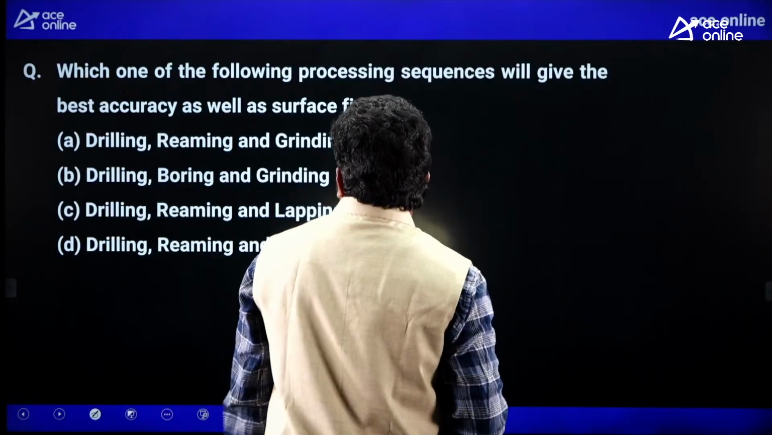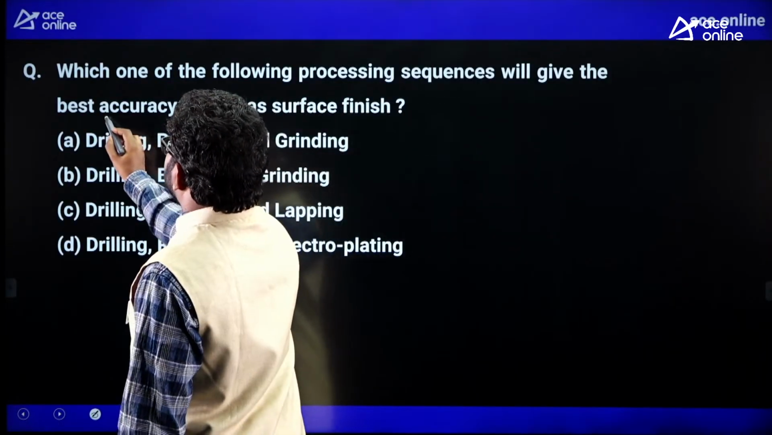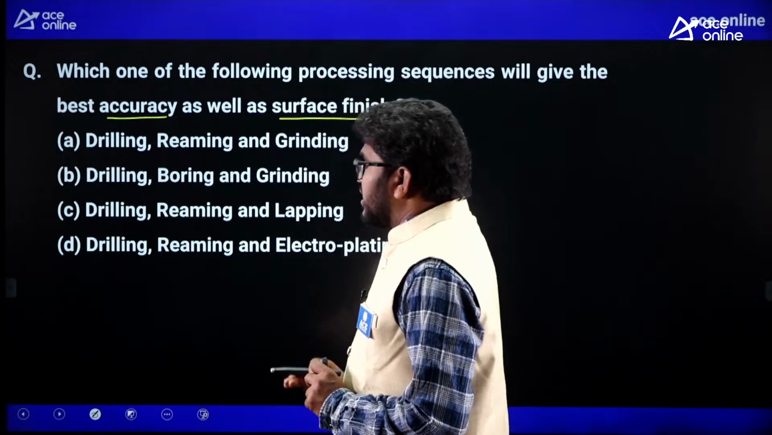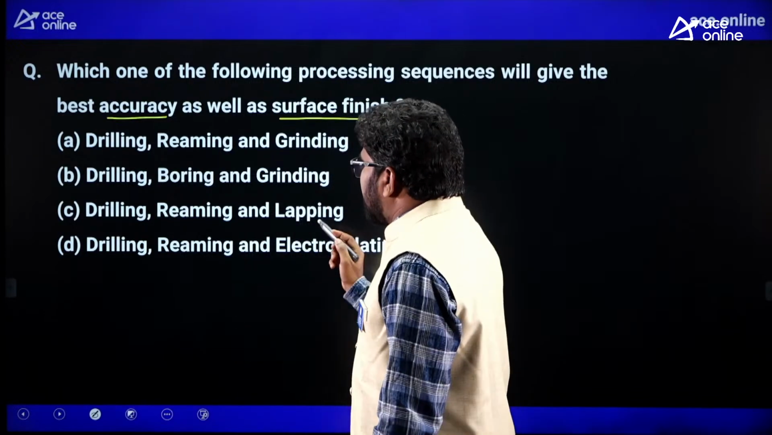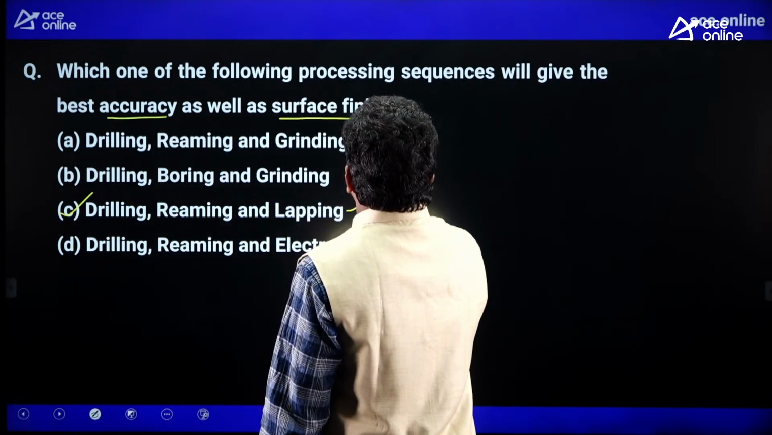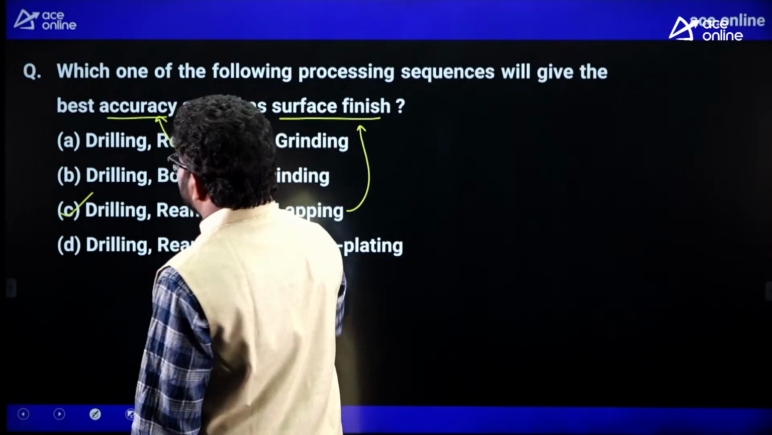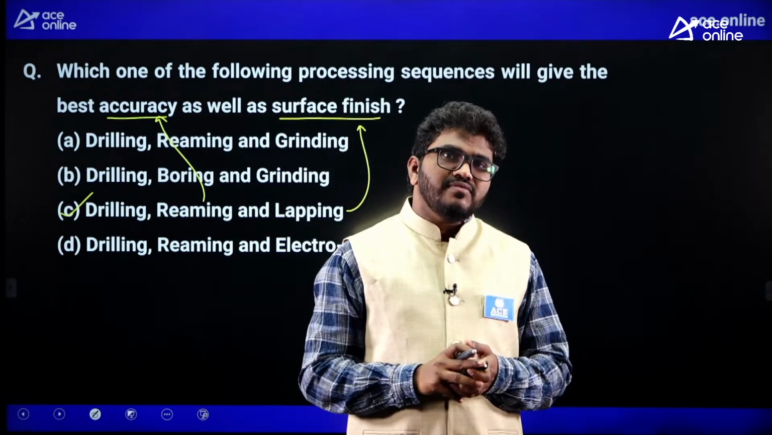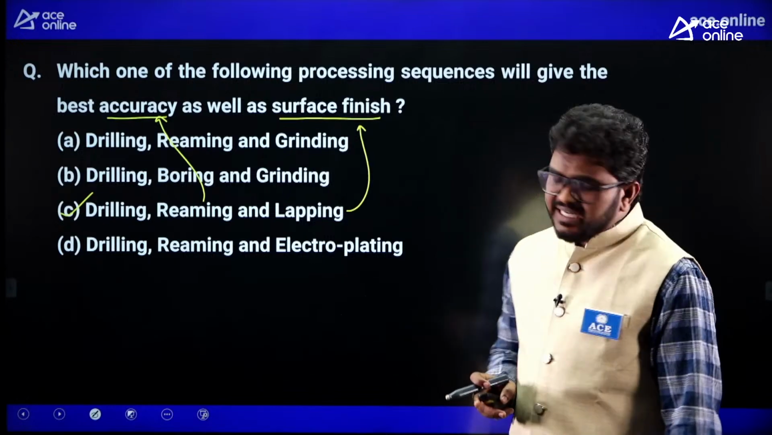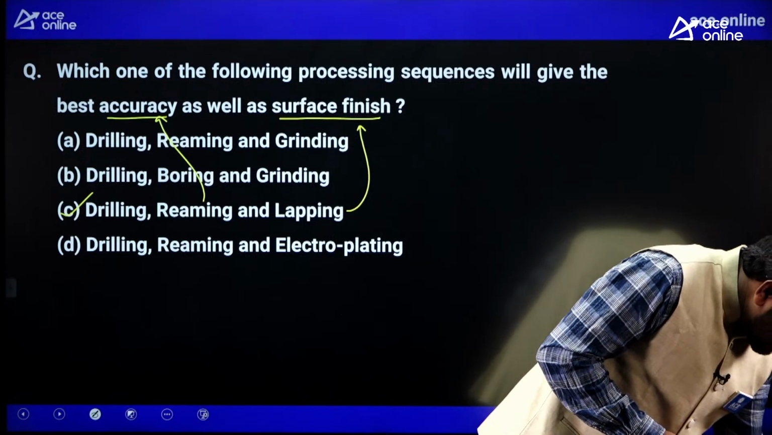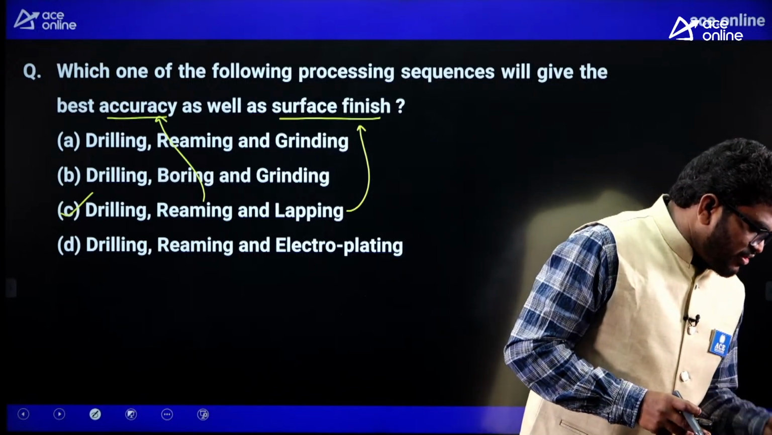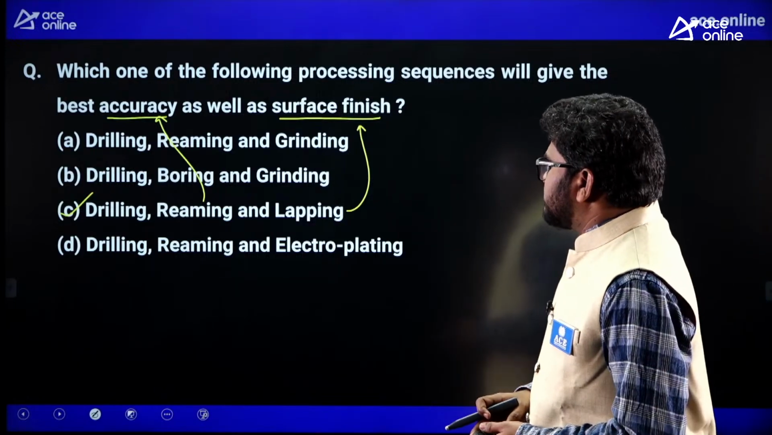So here in the question, if you observe carefully, best accuracy and surface finish. Drilling is to make a hole, reaming is to make an accurate hole, and lapping is to increase the surface finish. Remember, lapping is to increase the surface finish, reaming gives best accuracy, drilling is for making a hole. Correct, Vivek. Akhil, you are correct. Okay, Ramya, I think you are not correct.